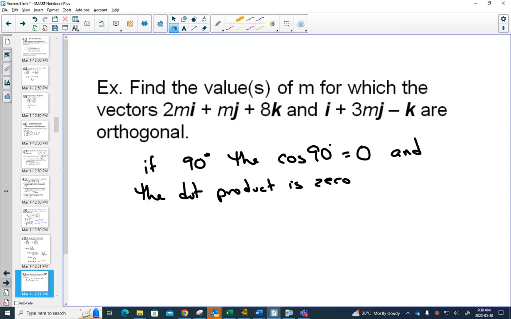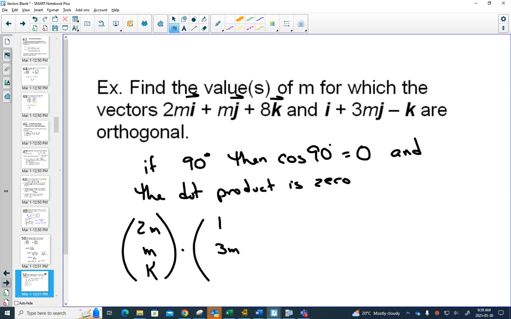So make some sort of statement that you understand that if it's 90 degrees, then cos of 90 degrees would be 0, and the dot product is 0. So if I take one vector, which is 2m, m, and -1, and I do the dot product with the other vector, which is 1, 3m, and 8. This has to equal 0.